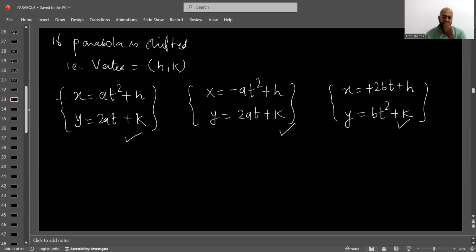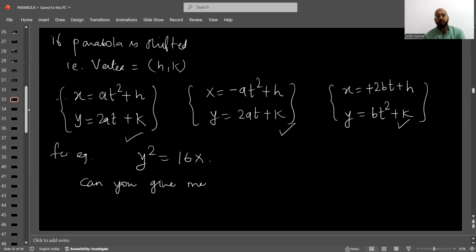And these parametric coordinates are not just unique. In fact, whatever comes to your mind, say you can work with the calculations, you can easily deal with. Like say, for example, if someone asks me, let's take y square is equal to 16x. Can you give me a general point on this parabola?